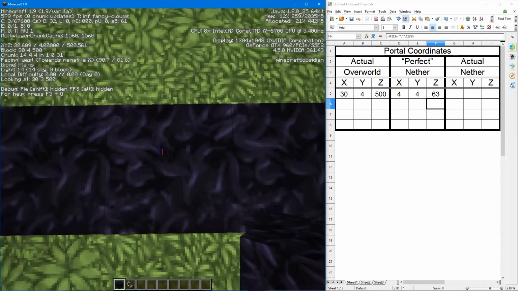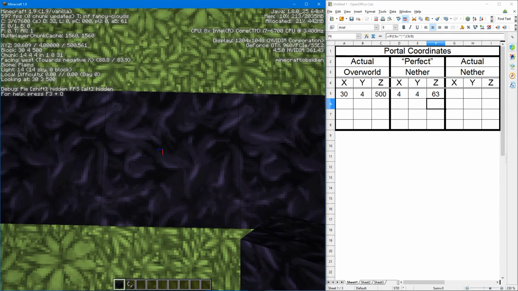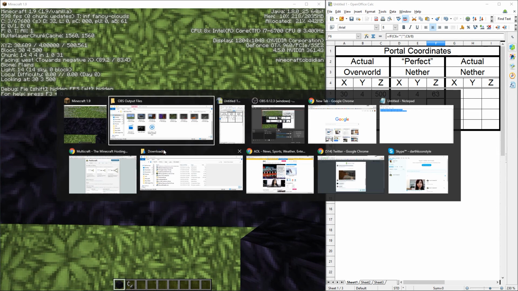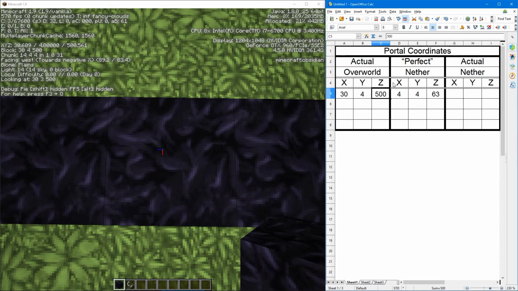As you can see here, I'm at X30, Y4, and Z500. And if you look on the right-hand side, I set this spreadsheet up to automatically divide by 8 for me. In the overworld, 30 divided by 8 is 3 point something, so it's rounding up to 4. Actually, it's 4 point something, sorry. And 500 divided by 8, rounding, ends up being 63.